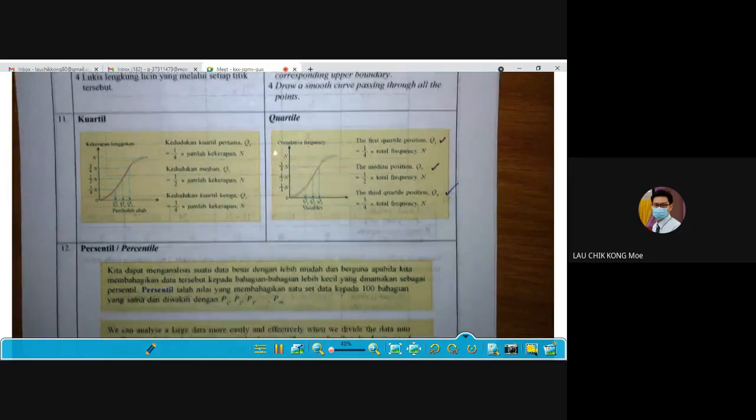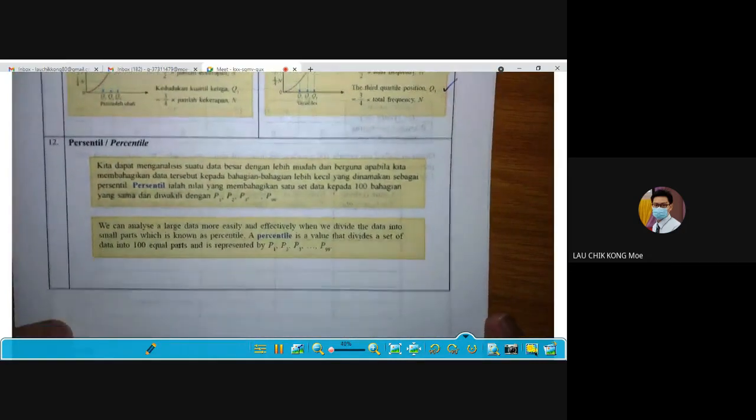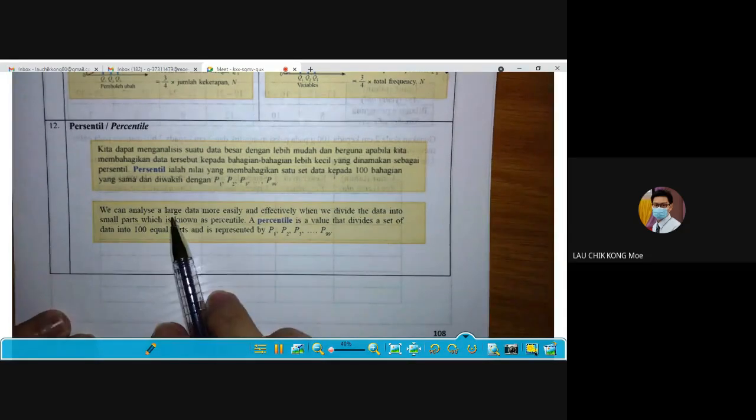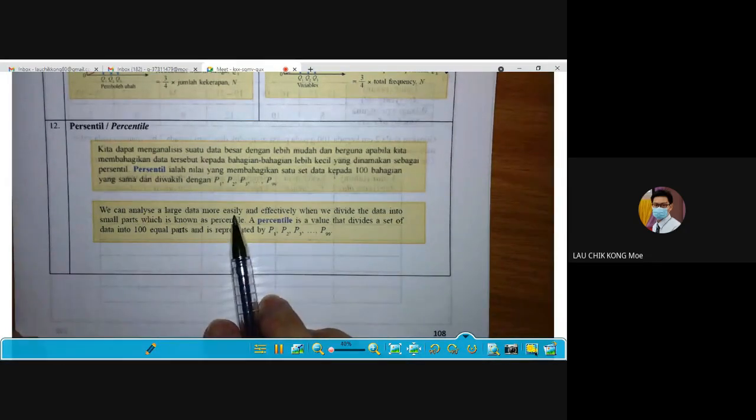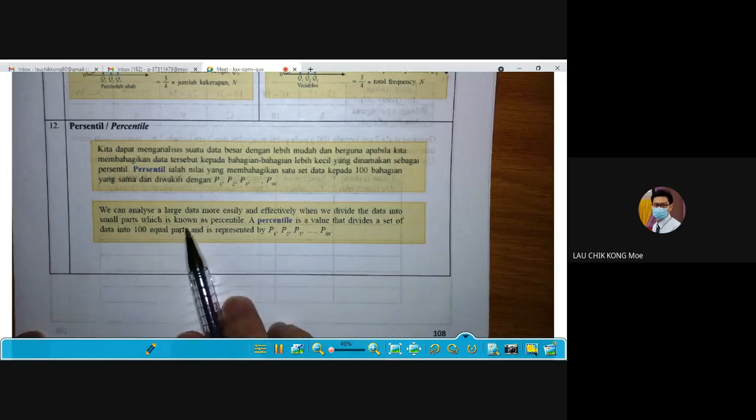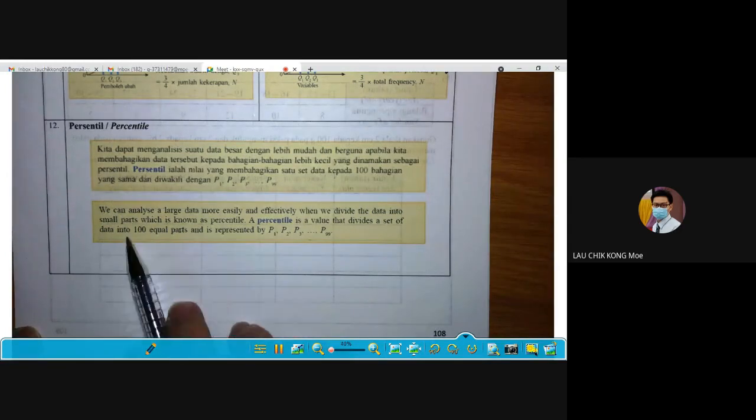Percentiles have something to do with percentages. We can analyze a large data set more easily and effectively when we divide the data into small parts, which is known as percentile. Kalau kita nak mengkaji satu data yang banyak dan besar dengan mudah dan berkesan, kita boleh bahagikan data itu kepada bahagian kecil yang kita namakan percentile.